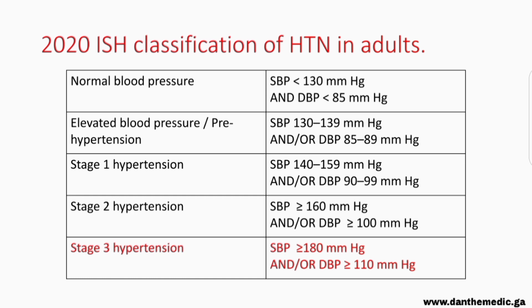Now in some textbooks you will see an extra stage 3 hypertension, but this is not in the official classification by the ISH, but I just thought I would put it here. So stage 3 hypertension is when your systolic blood pressure is greater than or equal to 180 millimeters of mercury and or diastolic blood pressure is greater than or equal to 110 millimeters of mercury.